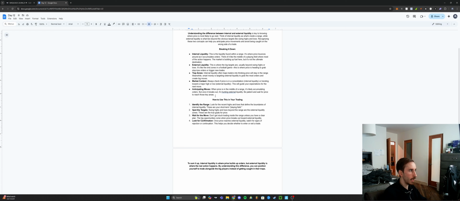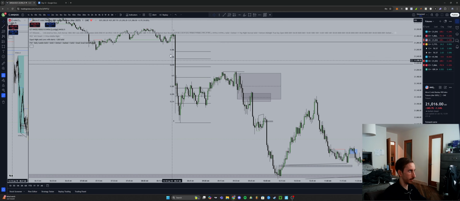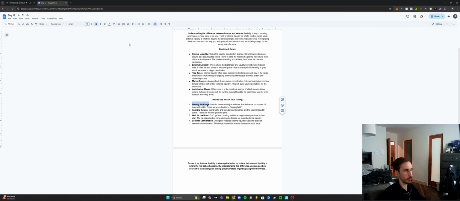So how do you use this in your trading? I mean, it's pretty much what I said already, but I just want to go over it once more so I can drill it into your heads. So identify the range, which we did here. Identify this range, whatever the range may be at the current time that you're trading.